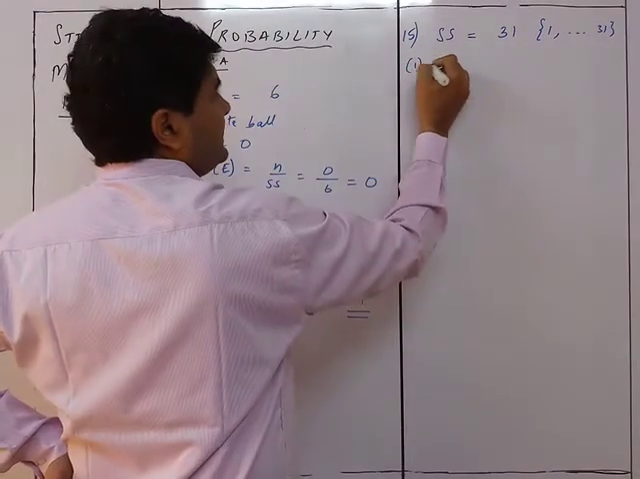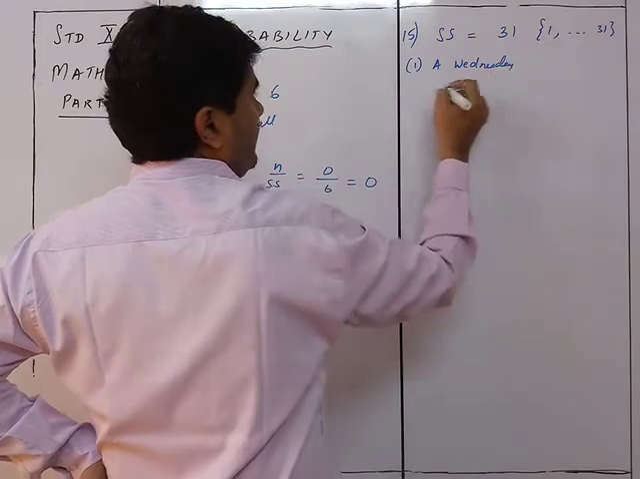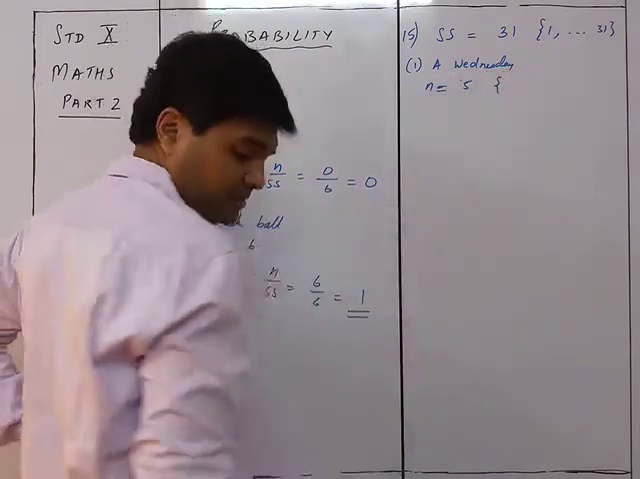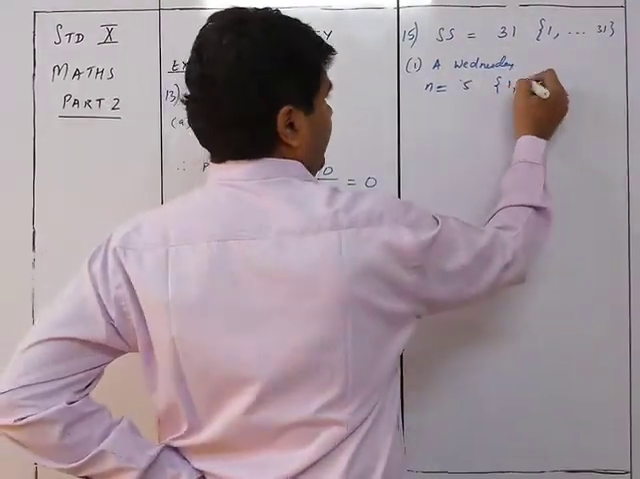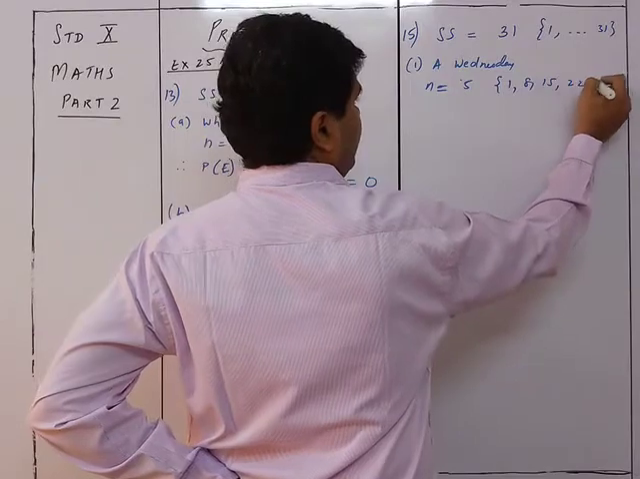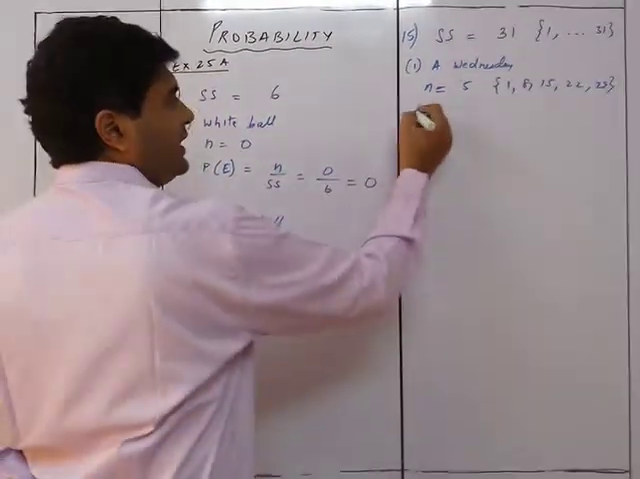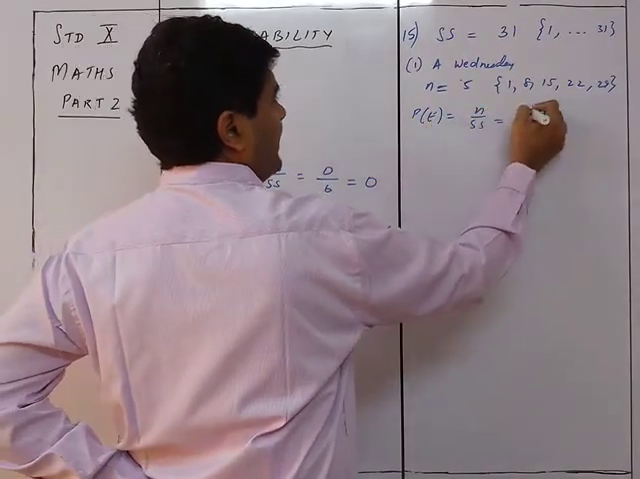Now, first one is a Wednesday. Now you can see there are 5 Wednesdays in this particular month: 1, 8, 15, 22, 29. These are the 5 Wednesdays in this calendar. So accordingly, P(E) will be equal to n upon SS, that will be 5 upon 31.